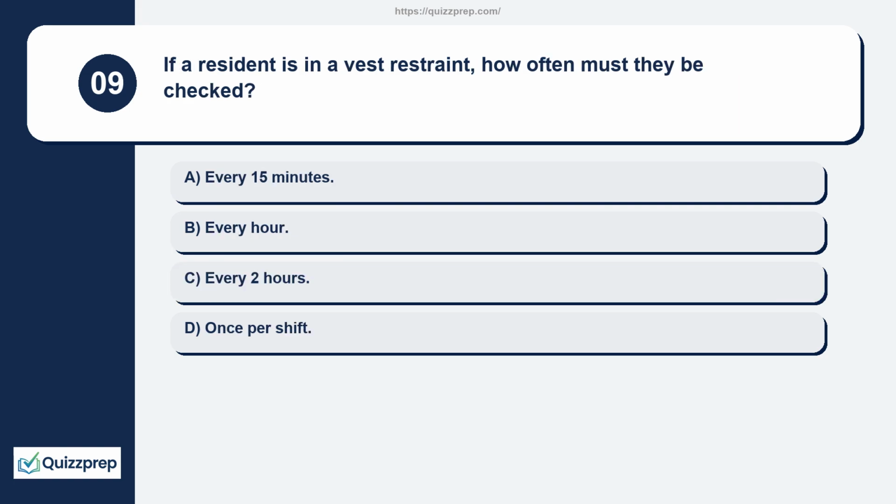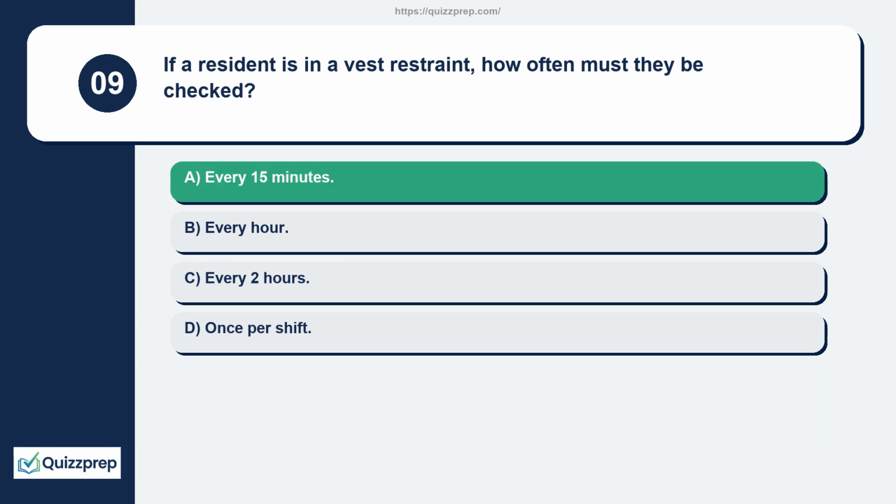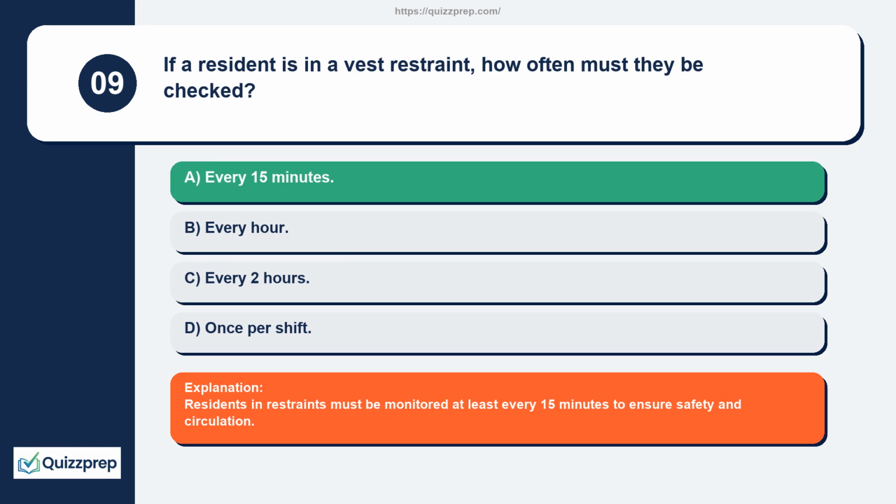Question 9. If a resident is in a vest restraint, how often must they be checked? Every 15 minutes, every hour, every 2 hours, once per shift. Residents in restraints must be monitored at least every 15 minutes to ensure safety and circulation.